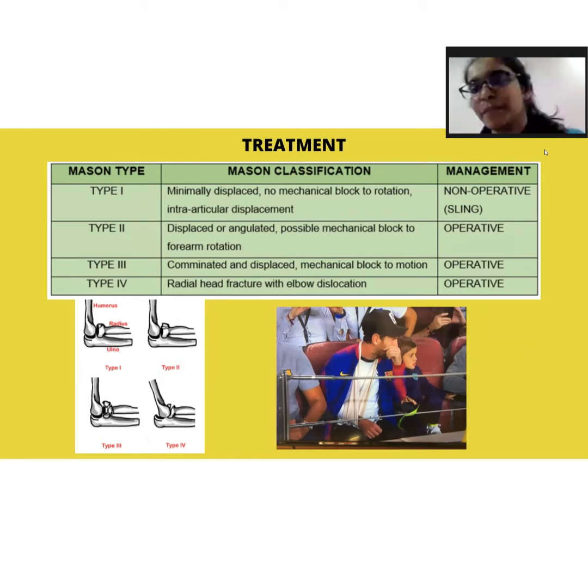It will have some kind of small crack in your elbow, but it won't have so much impact on your elbow. So you can wear a sling, like in this picture, for example. And the second, third, and fourth are very dangerous. You have to take an X-ray, and later you will be observed, so that we can decide on an operation based on this.